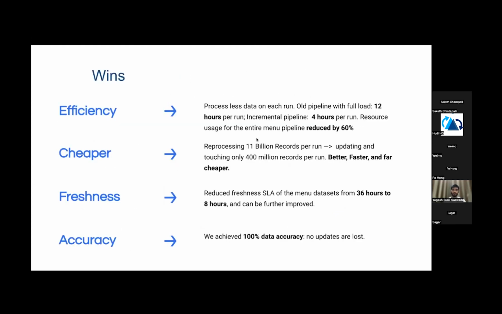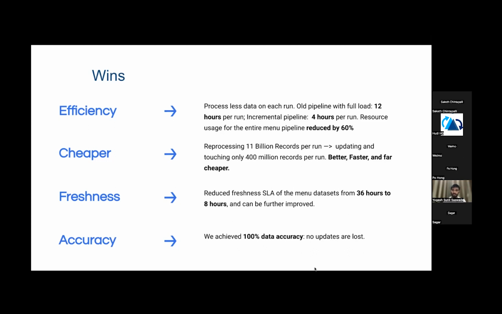So these are a few of the wins. The first one is, again, efficiency. Earlier, our pipeline used to take 12 hours, but with incremental ETL, it is taking 4 hours. And overall resource usage was also reduced by 60%. In terms of cost effectiveness, it is much cheaper, because earlier we used to process 11 billion records per run. But with Lakehouse ETL, we are just processing around 4 to 5% of data, and it is far cheaper. We have observed 75% improvement in terms of cost.